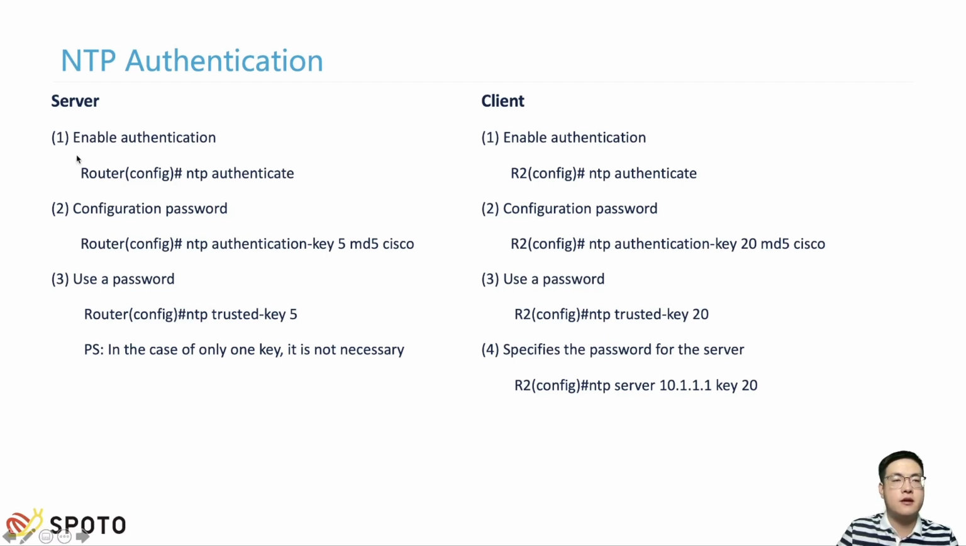Step 1 is enable authentication. Use ntp authenticate. And step 2 is configure the password. Use ntp authentication-key, and the key ID and MD5 password. And step 3, use the password. Configure the ntp trusted-key and use the key ID. In the case of only one key, it is not necessary to use step 3.